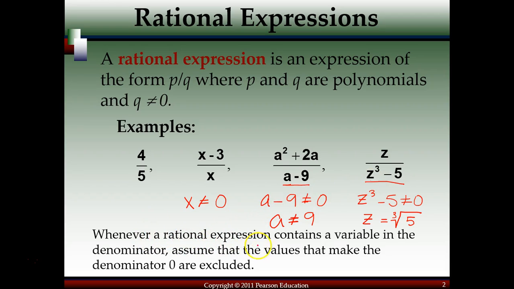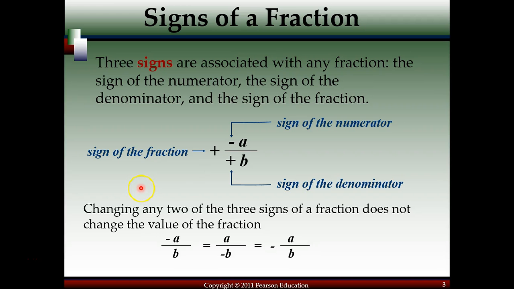So whenever a rational expression contains a variable in the denominator, assume that the values that make the denominator 0 are excluded. That's what we are finding by setting it equal to 0 and solving for our variable. We're finding the values that are excluded. Okay, let's move on.